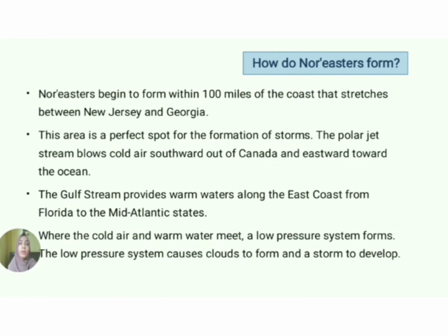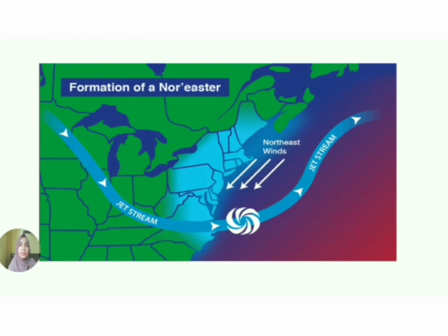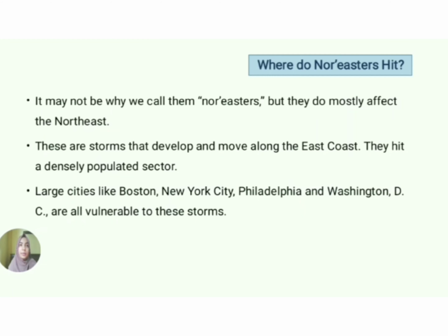Nor'easters begin to form within 100 miles of the coast that stretches between New Jersey and Georgia. This area is a perfect spot for the formation of storms. The polar jet stream blows cold air southward out of Canada and eastward toward the ocean. The Gulf Stream provides warm waters along the east coast from Florida to the mid-Atlantic states. Where the cold air and warm water meet, a low-pressure system forms. The low-pressure system causes clouds to form and a storm to develop. Here is a formation of a nor'easter.